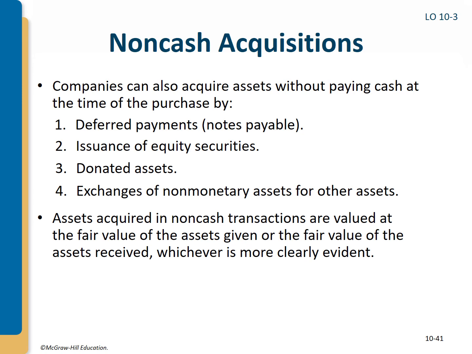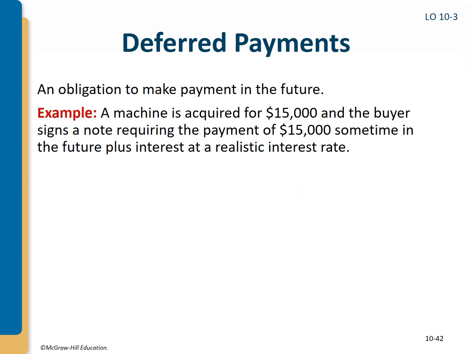Assets acquired in non-cash transactions are valued at the fair value of the assets given or the fair value of the asset received, whichever is more clearly evident. So that's our rule when we're dealing with non-cash acquisitions. So let's take a look at a deferred payment example. This is an obligation to make a payment in the future. A machine is acquired for $15,000, and the buyer signs a note requiring the payment of $15,000 sometime in the future, plus interest at a realistic interest rate.